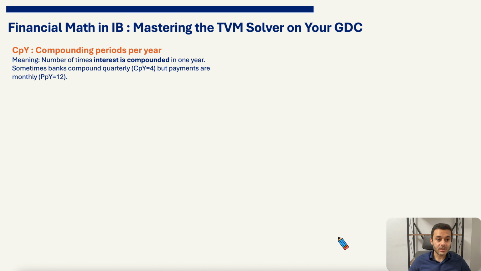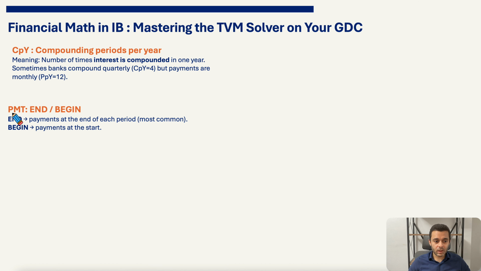Next, we have the CPY, the compounding periods per year. It's very simple and very easy. It's about how many times you compound, or the interest is compounded per year. If it's compounded monthly, then CPY will be 12. Compounded yearly, then CPY will be 1. Let's say quarterly, it will be 4. Now keep in mind that CPY and PPY are not related. So you could have compounded quarterly when CPY is 4, but the payments are done monthly, so the PPY will be 12.